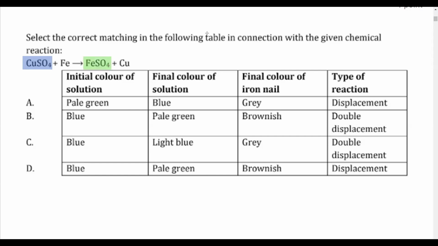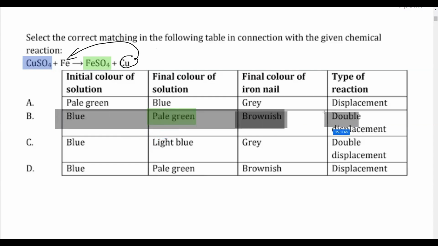Now, the question here is, the initial color has to be blue. So the initial color is blue, which has three options, so any of them can be right. And the final color of the solution, as I said, is pale green, right? And the copper released during the reaction gets deposited on the iron nail or whatever the iron material is there. And what you see here is that a brownish color is formed. So all is going correct for the B part.